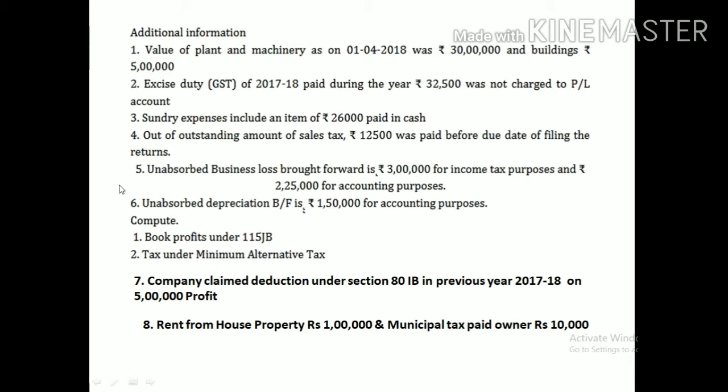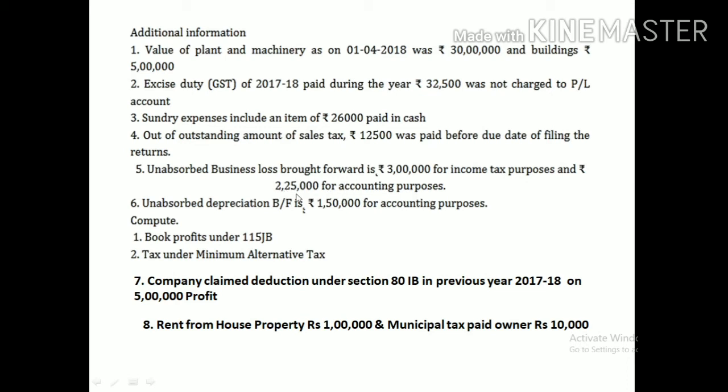Okay, the next: by doing this you will get the book profit. Then from the book profit you should deduct two things. What are those? Unabsorbed business loss and unabsorbed depreciation as per income tax. As per income tax, please observe the fifth point: unabsorbed business loss brought forward 3 lakh for income tax purpose. So as per IT, deduct 3 lakh as unabsorbed business loss.